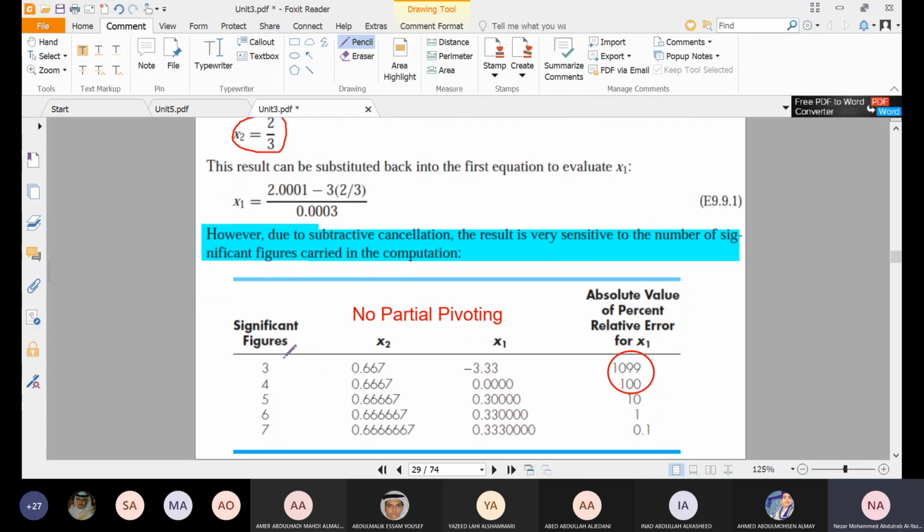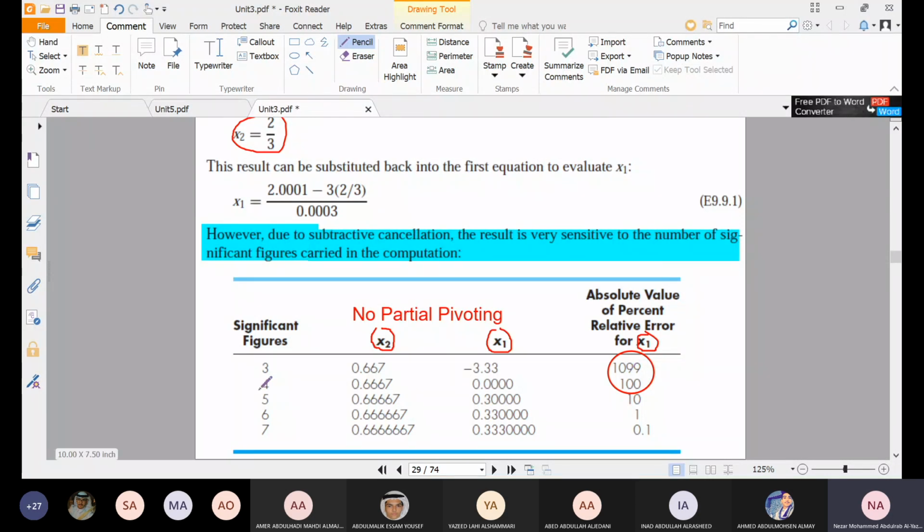If we consider, for example, 3 significant figures, or 4, or 5, this will be the solution now. This is our estimate of X2, and this is of X1. But if you look at the percentage relative error for X1, when we use 3 significant figures, you will see that the error with respect to X1 is 1099. This is a very, very huge error, because the value of the pivot element is very, very small.